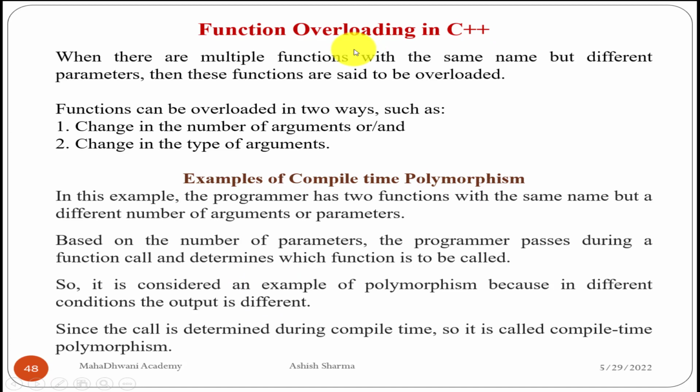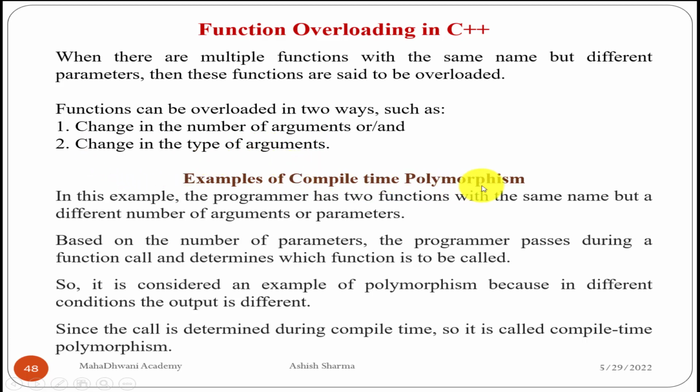Function overloading. When there are multiple functions with the same name but different parameters, then these functions are said to be overloaded. When we have the same function name with different parameters, it is called function overloading. A function can be overloaded in two ways: by changing the number of arguments and by changing the type of arguments.